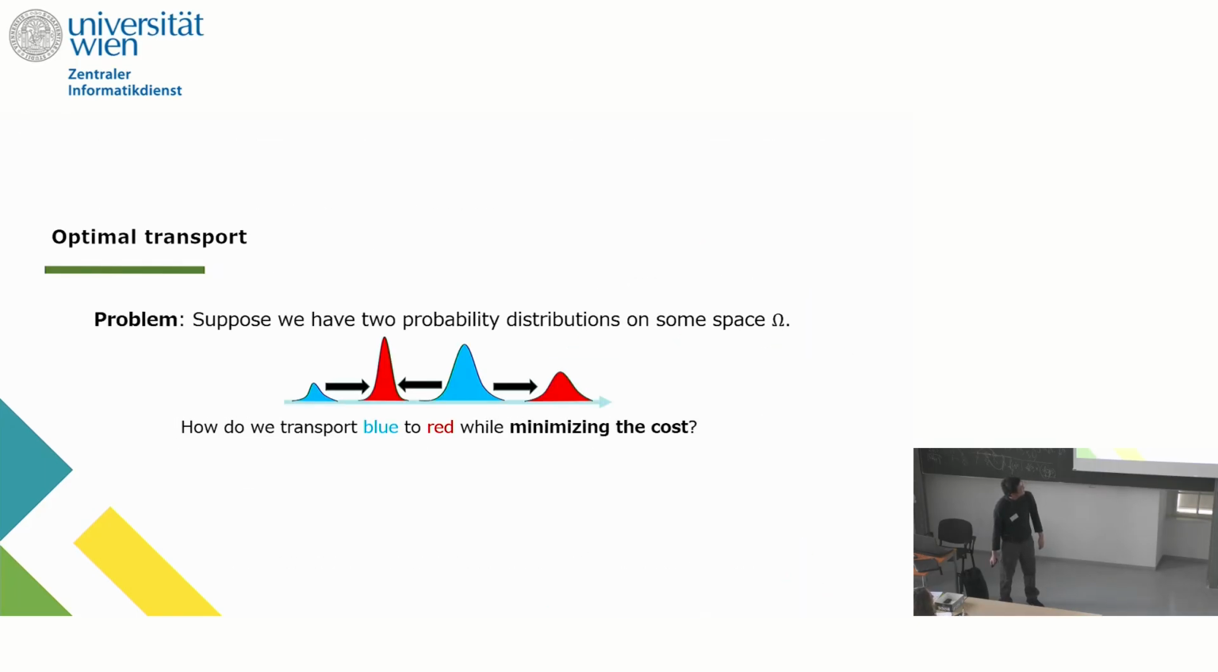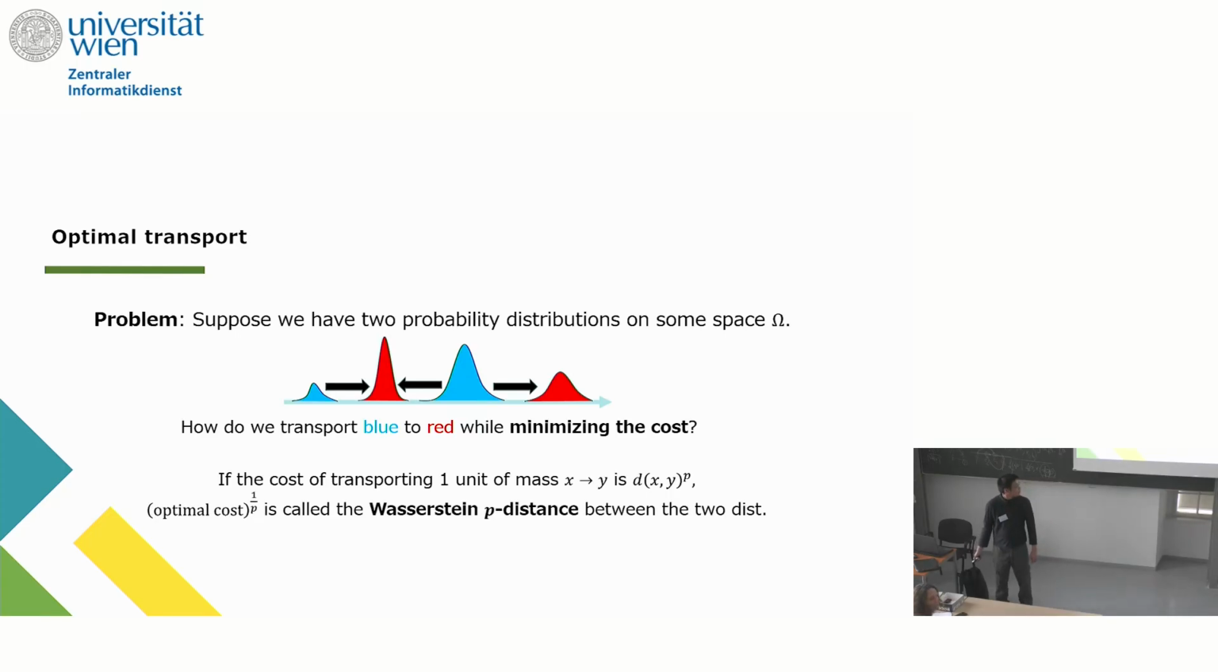Yeah, we want to move or morph the blue distribution to red while minimizing some cost. So there are many ways to set up the cost. But if the cost of transporting 1 unit of mass from the point X to Y is the distance between X and Y to the power of P, then the optimal cost to the power 1 over P is called the Wasserstein-P distance between the two distributions. So you can compare the two distributions by Wasserstein distance.